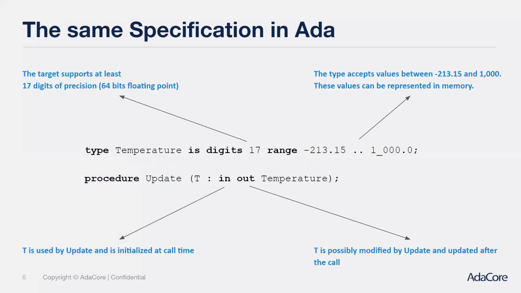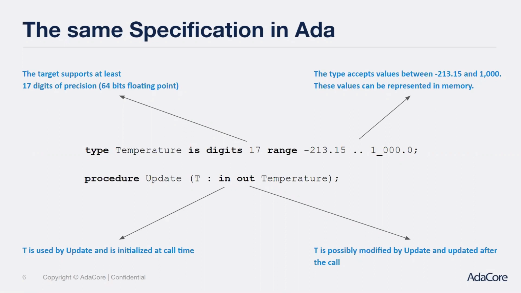I can say this floating point temperature has to have 17 digits of precision. These are decimal digits, which means to the compiler, please verify that you can implement that on 64-bit, and please do so if you can. Otherwise, refuse to compile. I can provide a range of value. Here, I'm working in Celsius degrees. So from the absolute 0 to, let's say, 1000.